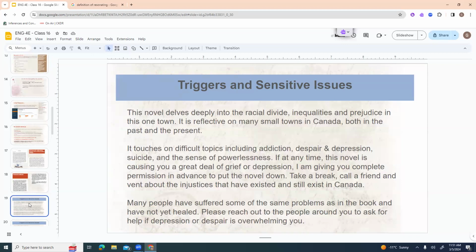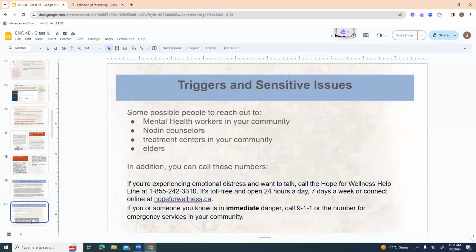If at any time this novel is causing you a great deal of grief or depression, I am giving you complete permission in advance to put the novel down, take a break, call a friend, and vent about the injustices that have existed and still exist in Canada. Many people have suffered some of the same problems as in this book and have not yet healed. Please reach out to the people around you to ask for help if depression or despair is overwhelming you.